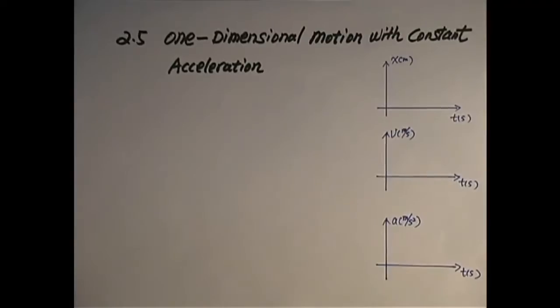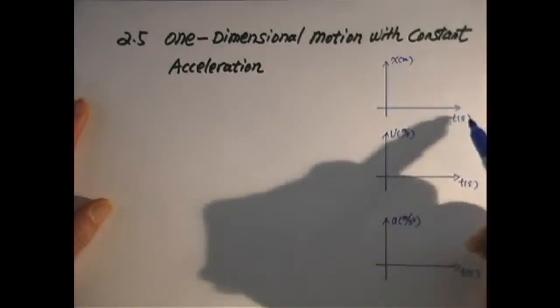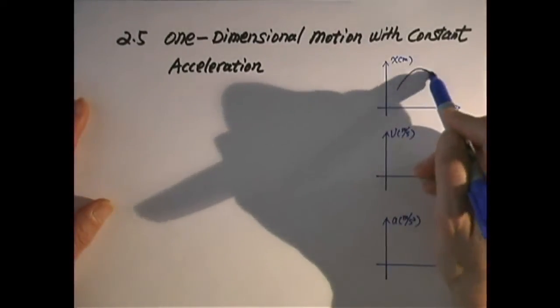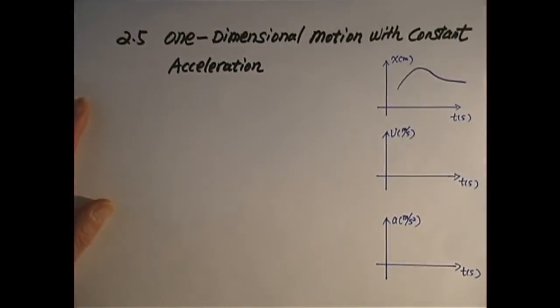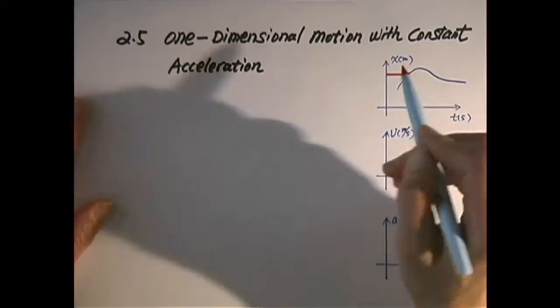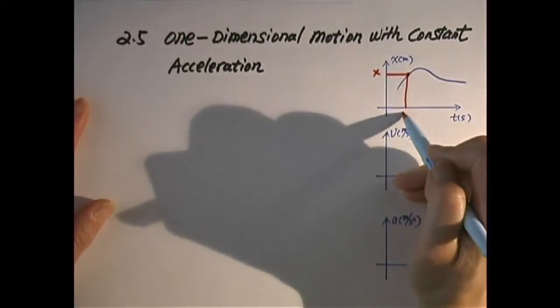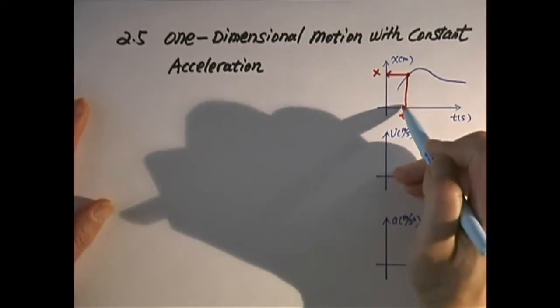Let's take a look. We need to learn one-dimensional motion with constant acceleration first, because that is a very simple case. So we can have something like position versus time. When we have position versus time, we can have a curve like that. This only means that at any point we can find the position as x and the time as t.